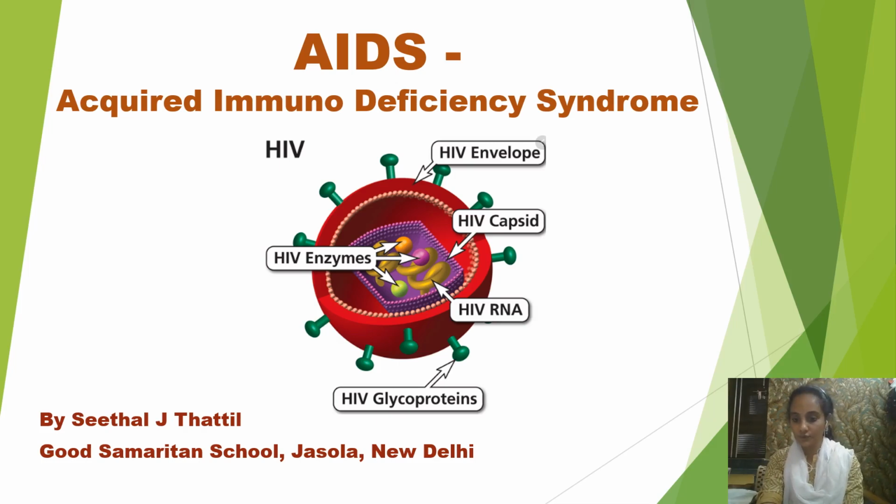I think everyone knows what AIDS is and what the full form of AIDS is. Now, let's see each and every step that takes place in this disease. First of all, you can see the picture given here. This is the AIDS virus, and we know the name of the AIDS virus is the HIV virus. Here you can also see the different parts that have been given.